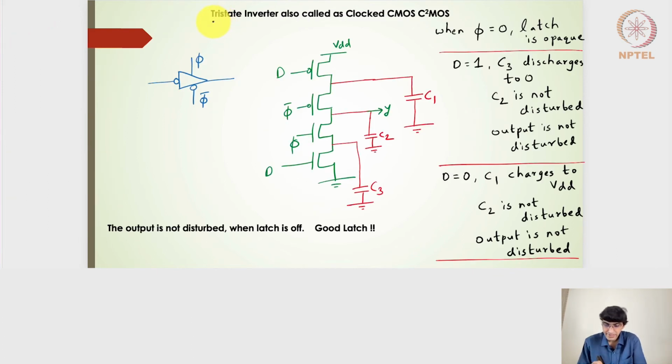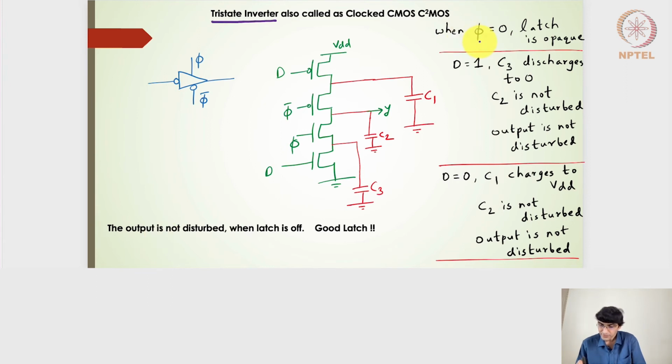So let's take a look at the tri-state inverter before going into the flip-flop designs. The tri-state is symbolized in this particular way, and its transistor level schematic is shown here, where the D input is going to the transistors closer to the VDD and ground rail. And we have the clock given to the transistors which are closer to the output node. Let's draw a set of parasitic capacitances here, just to notice what really happens. So C1, C2, and C3 are nothing but the diffusion capacitances, merged or unmerged, right?